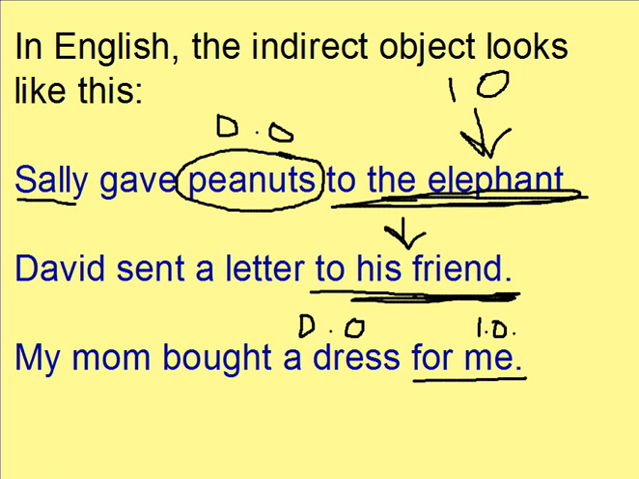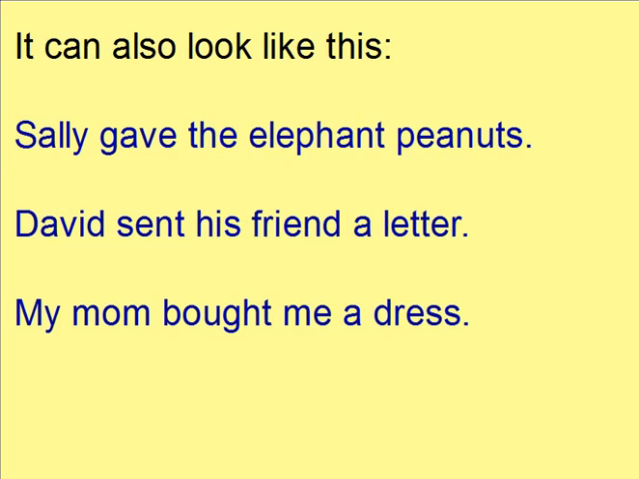Now, the dative case can be tricky in English because it can also look like this. Sally gave the elephant peanuts. The information in that sentence is exactly the same as Sally gave peanuts to the elephant. It has a subject, a direct object, and an indirect object. But the word to doesn't appear in this sentence, which can make it trickier for us to understand which word is the direct object and which word is the indirect object. But we're going to ask the same questions we asked before, and we should get the same answer.